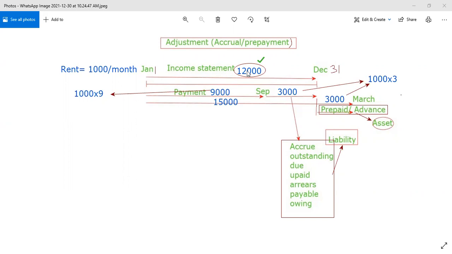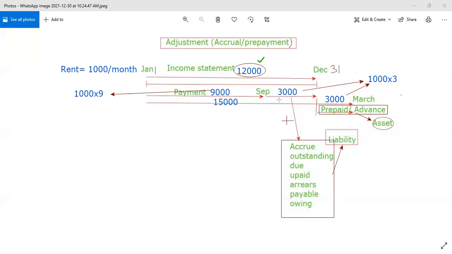They can write the same thing in a different way. Like they can say that the payment in the trial balance, 9,000, is given. In adjustment, they have said that 3,000 is outstanding or due unpaid. So again, if it is owing or outstanding, you have to add it.